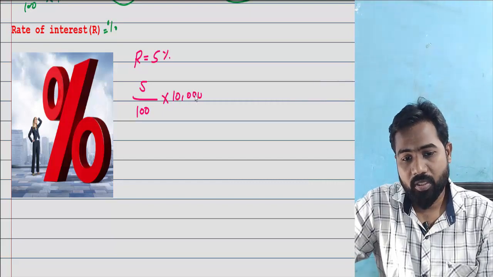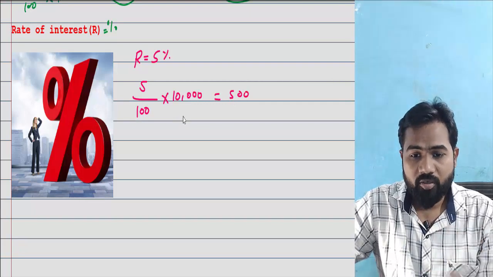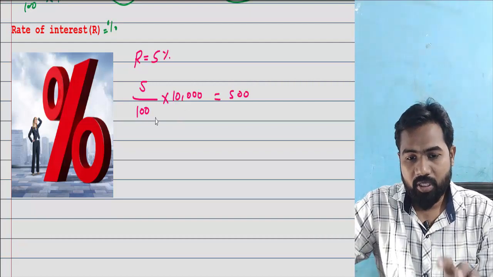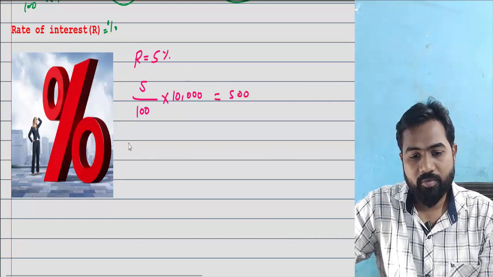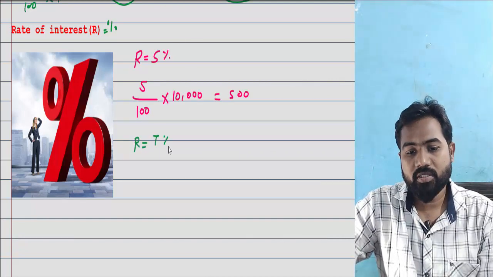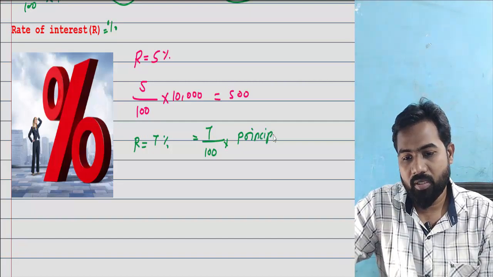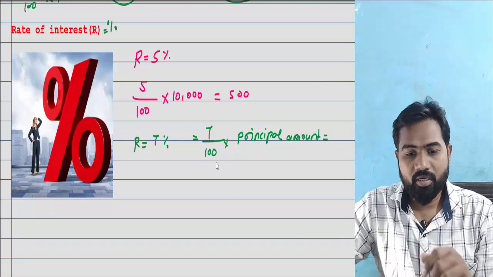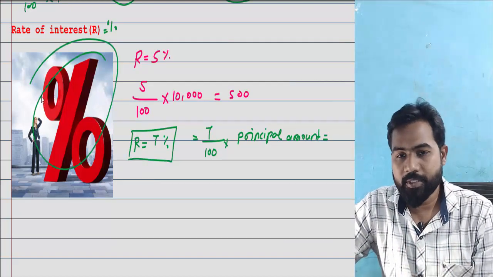Suppose your principal amount is 10,000. So it will be 500. So that you can calculate the interest on the principal amount. So 5% means 5 divided by 100 multiplied by the principal amount. Let me take one more example. Suppose R is 7%. So that is 7 divided by 100 multiplied by the principal amount. Is that clear? So that you can find the interest, and the rate of interest is decided by the bank, and it is in terms of percentage.